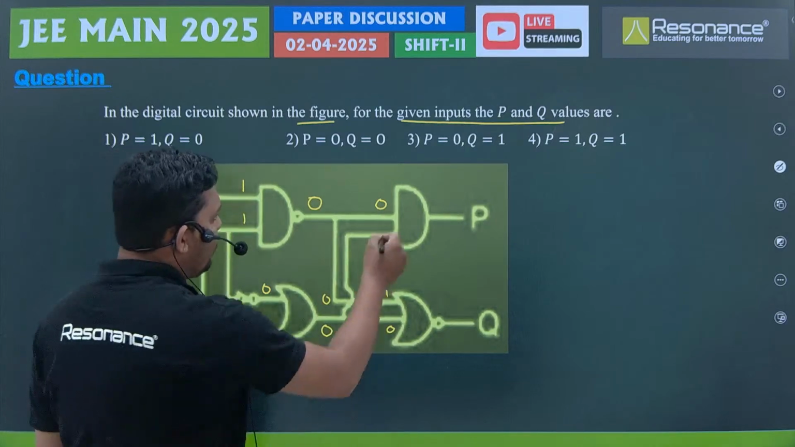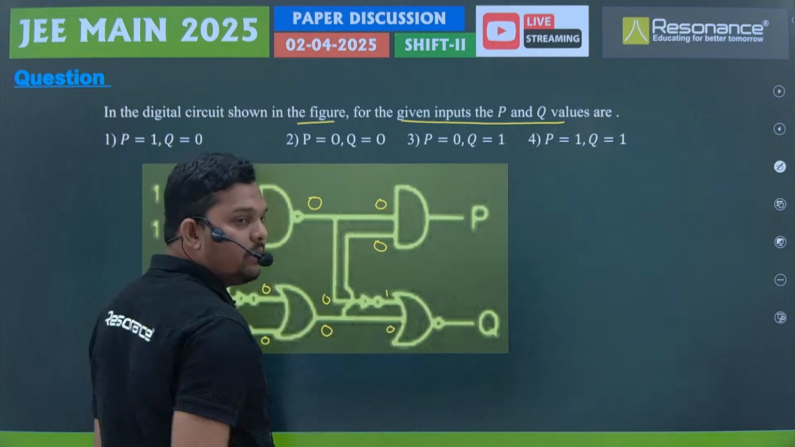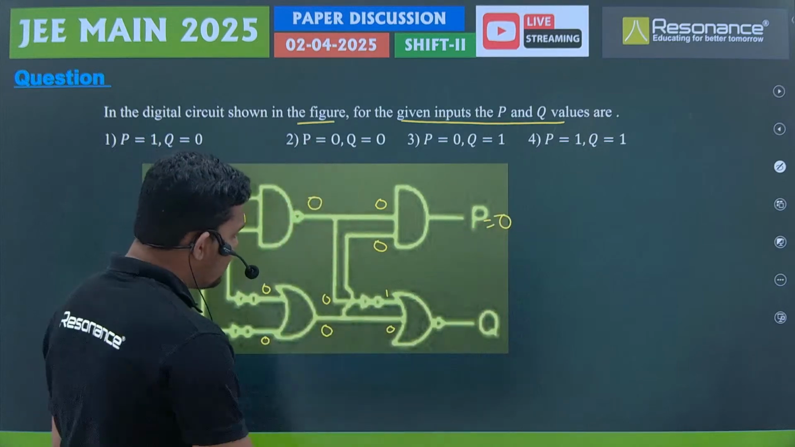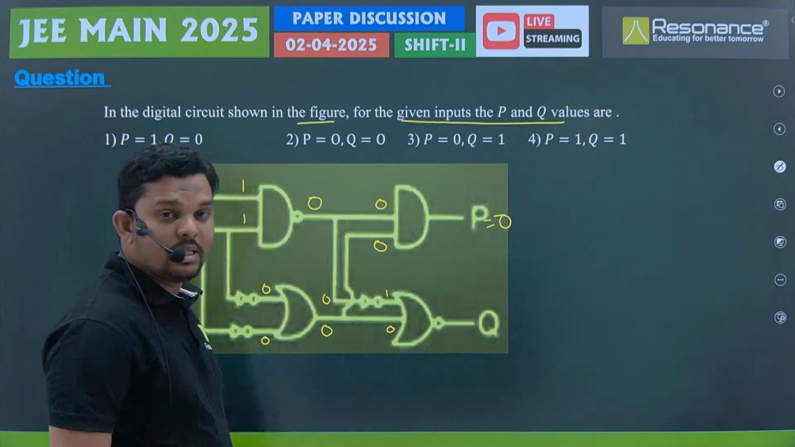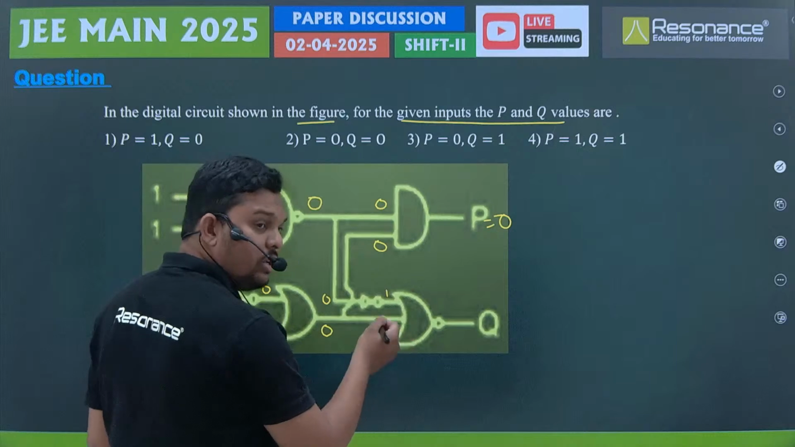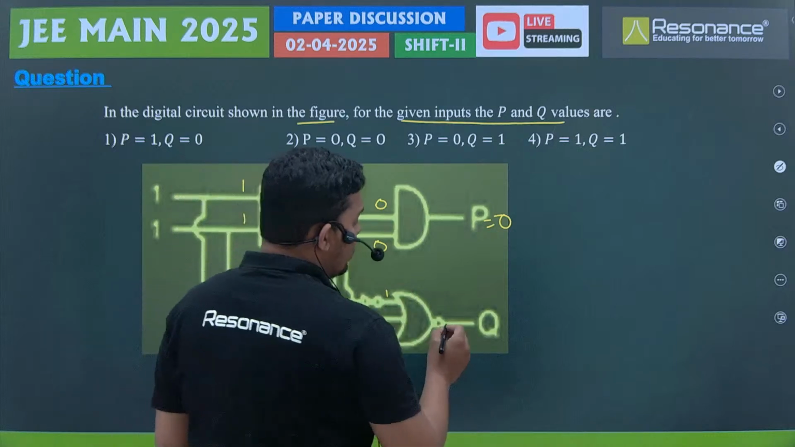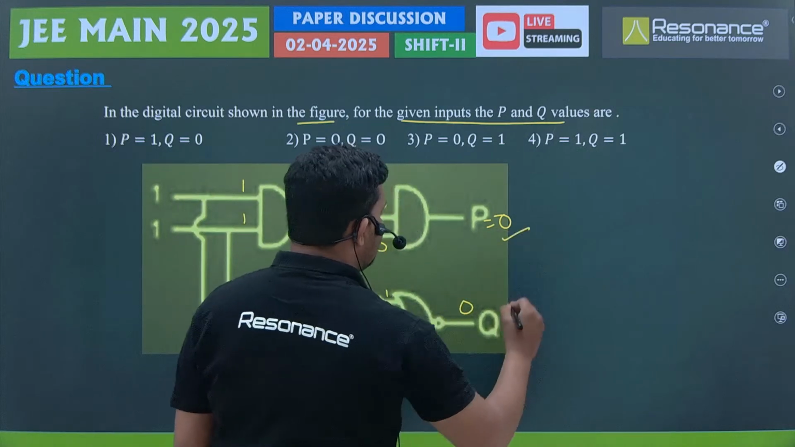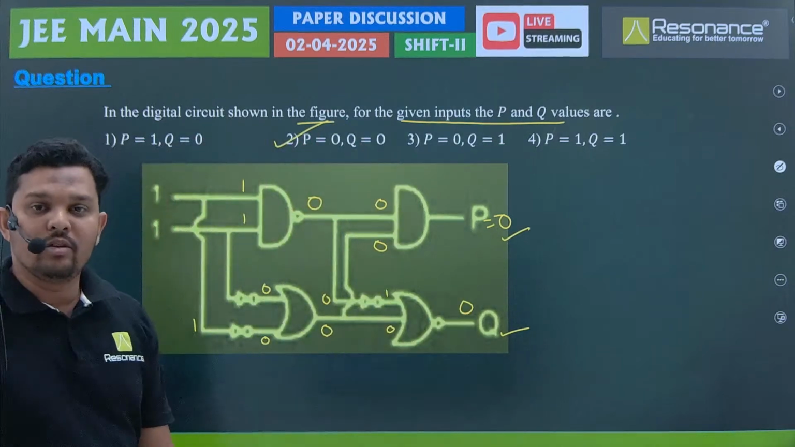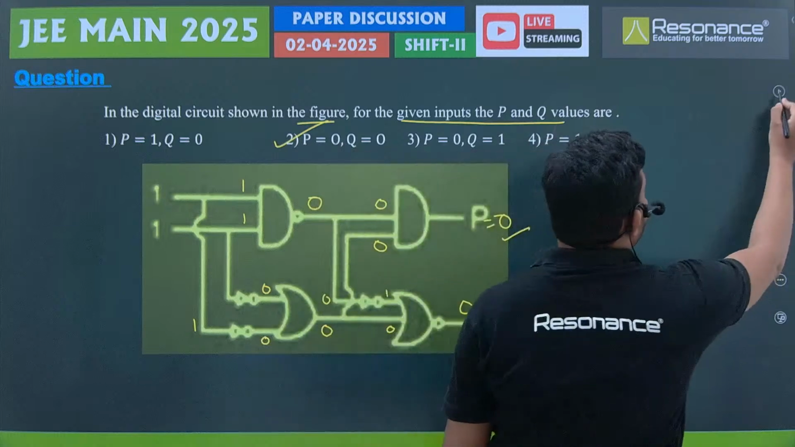And next, this is your AND gate, so we will multiply this part. So this is going to be 0. The next thing is this is nothing but your NOR gate. So we will add and we will make it reverse. So 1 plus 0 is going to be 1, and its reverse is going to be 0. So therefore P is 0 and Q is 0. Check the option. Yes, the second option is the correct answer for this one. Let's go for the next question.